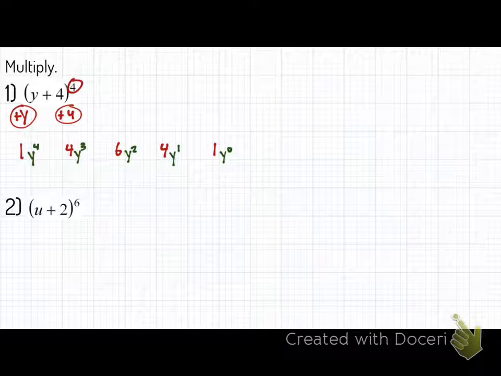Then my second term is positive 4. So I put positive 4 here. At the end, it's going to start with 4 to the 4th. So now I'm going to go descending order in the opposite direction. We got 4 to the 4th there, 4 to the 3rd here.